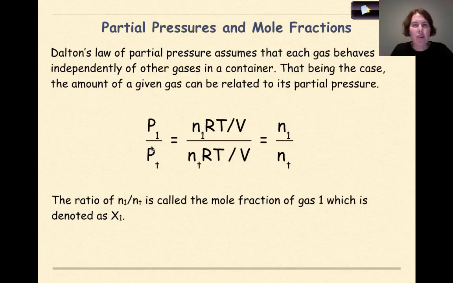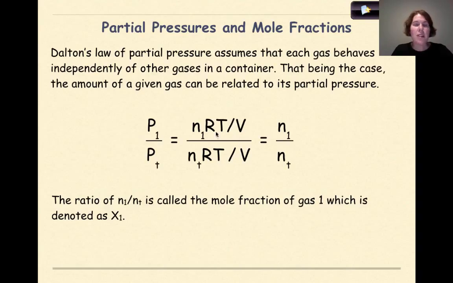I need to teach you what mole fractions are first. Dalton's law of partial pressure assumes that each gas behaves independently of other gases in a container. That being the case, the amount of a given gas can be related to its partial pressure. So this P1 here is representing the pressure of an individual gas over the total pressure. And then we have technically the rest of our ideal gas law. This is the moles of that individual gas times the gas constant, temperature in Kelvin, divided by volume. And here for total pressure, this is the total moles of the gas, R constant, temperature, and volume.